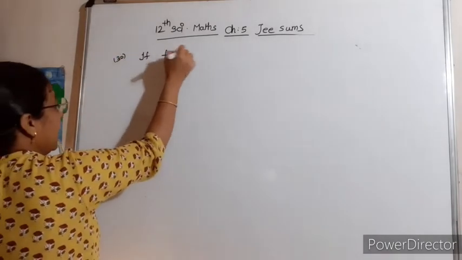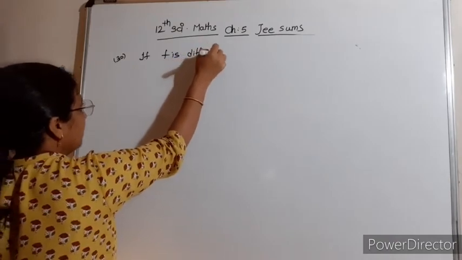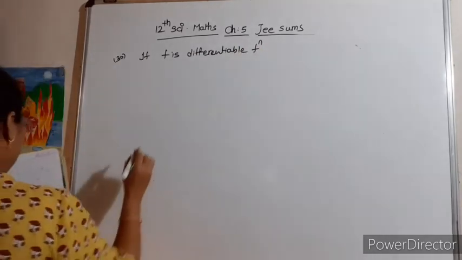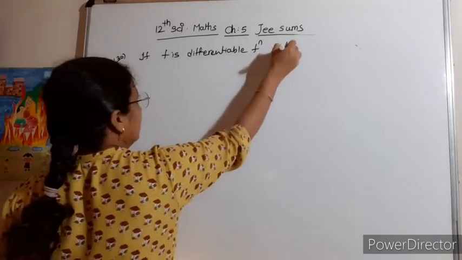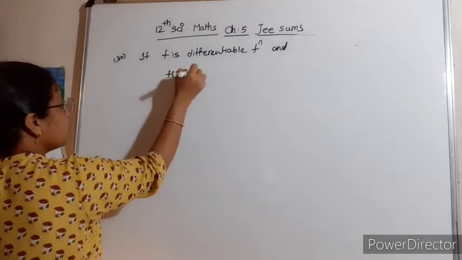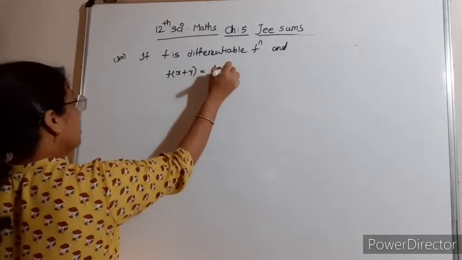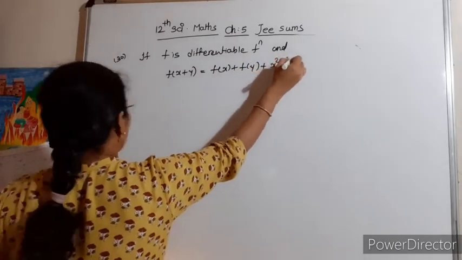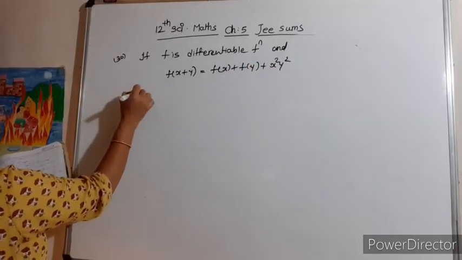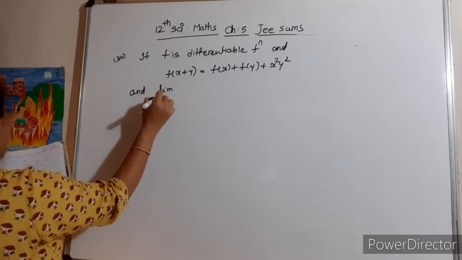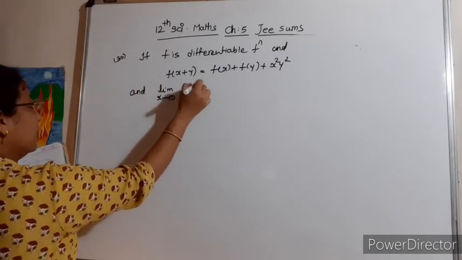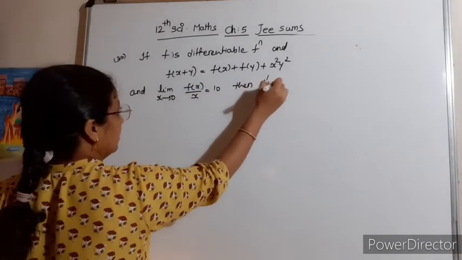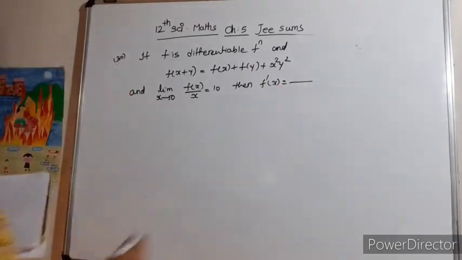If f is a differentiable function and f of x plus y is equal to f of x plus f of y plus x square y square, and limit x tends to 0, f of x upon x equal to 10, then f dash x equals dash.